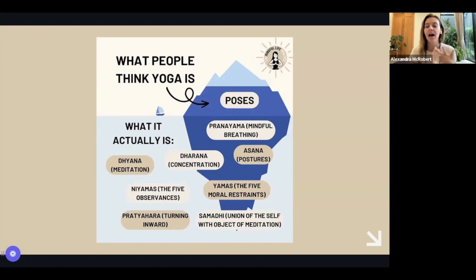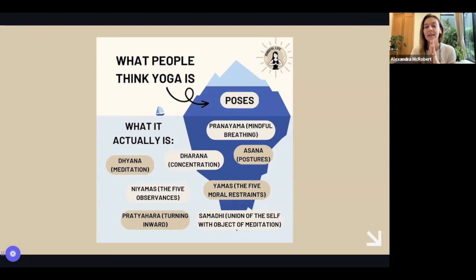There is asana, the 3rd limb, which is posture. That's what we do in our classes often. Then the 4th limb is pranayama, which is mindful breathing. The 5th is pratyahara, which is turning inward. This is testing me because I mixed them all up. The 6th is dharana, which is concentration. The 7th is dhyana, which is meditation. And then the 8th is samadhi, which is union of the self with the object of meditation.